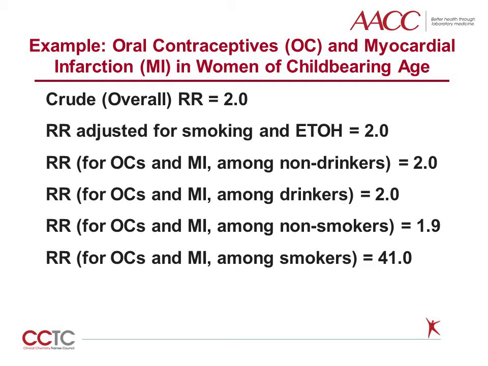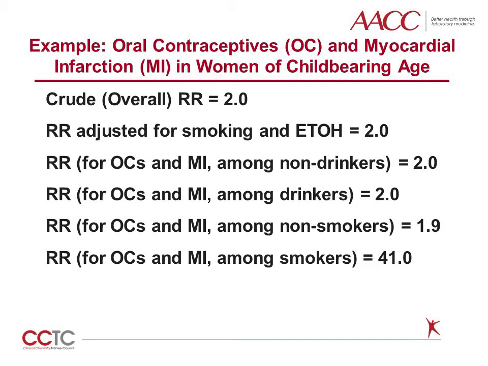But now we want to say, but 2.0, a twofold increased risk, is that the number that I should be thinking about for everybody, every woman of childbearing age who uses oral contraceptives? Or is there any possibility that the action of the oral contraceptive in the body of a woman of childbearing age works differently if they have another factor like smoking or like alcohol? So then I look at the stratum-specific estimates.